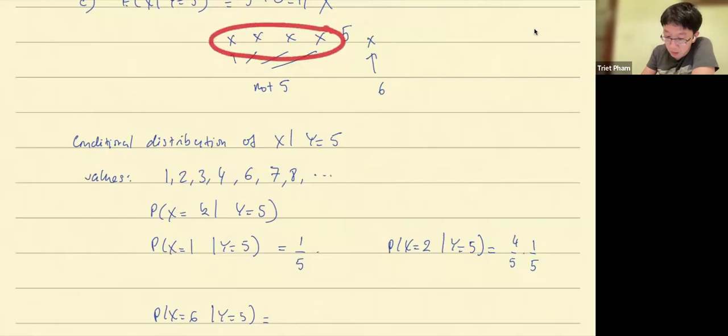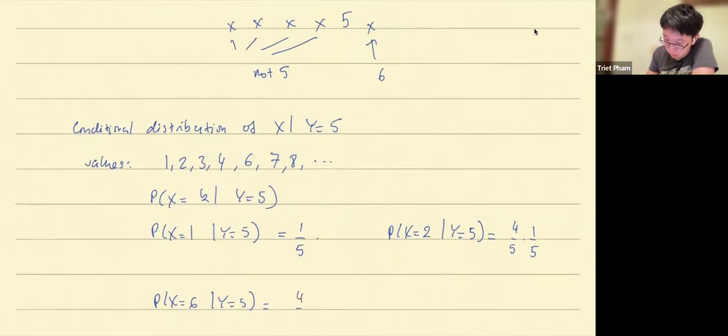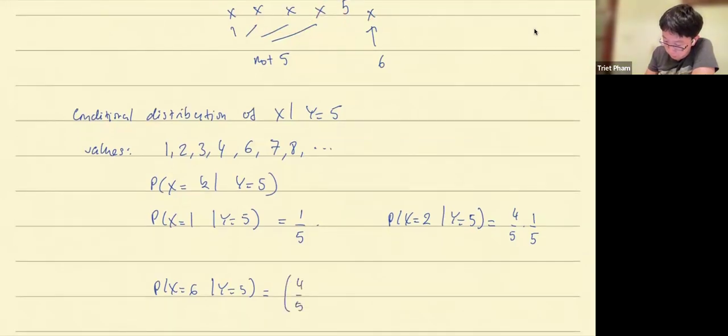So it cannot be a 5 or 6 during the previous 4 tosses, but then it will be a 6 here. So it will be 4/5 to the 4th times 1/6. Do you understand? So on and so forth.